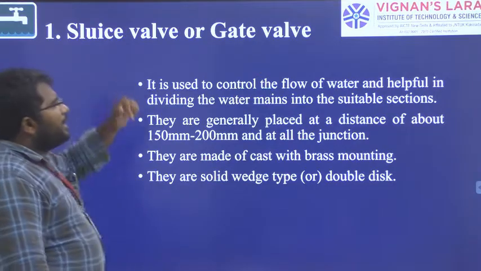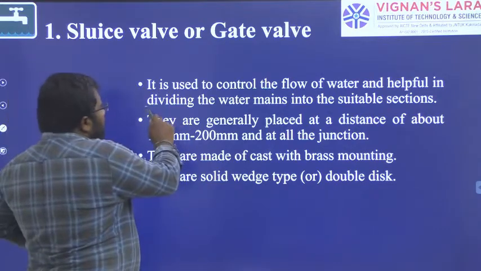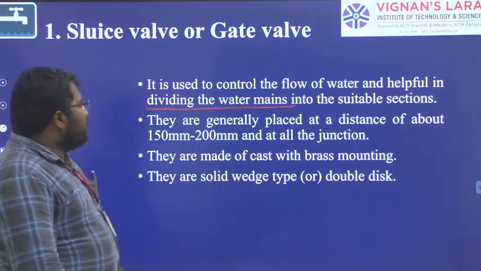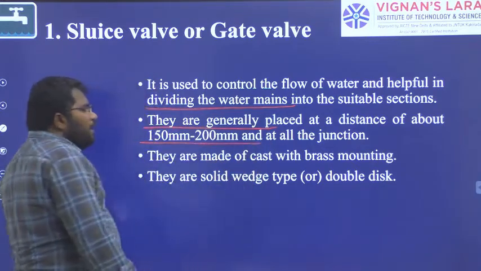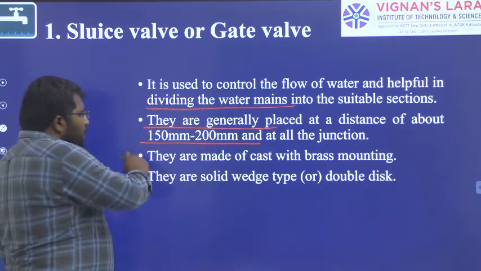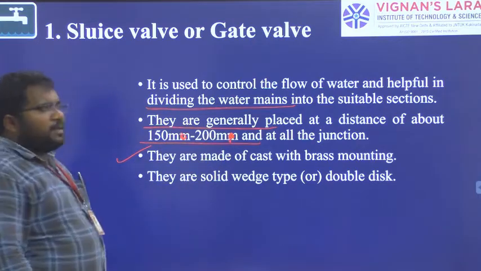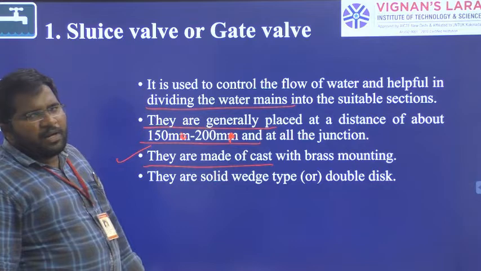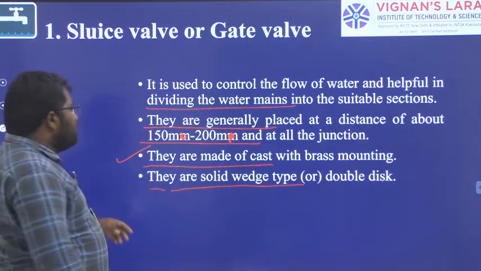The first is the sluice valve or gate valve. It is used to control the flow of water and helps in dividing the water mains into suitable sections. They are generally placed at a distance of about 150 to 200 meters, at all the junctions. This is not mm, this is meters, so 150 to 200 meters. They are made of cast iron with brass mounting. They are solid wedge type or double disc type, so two types will be there.